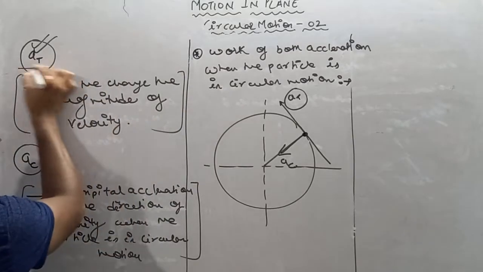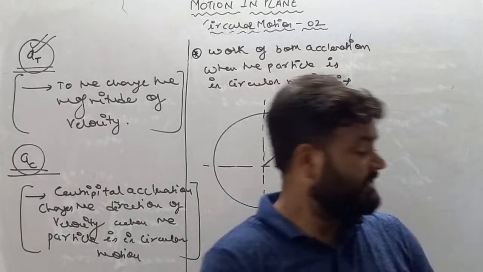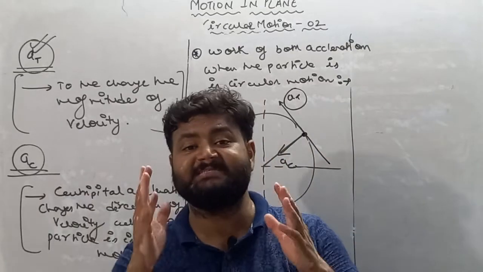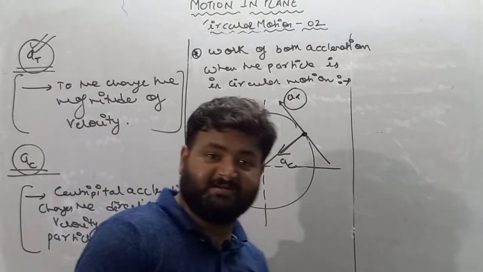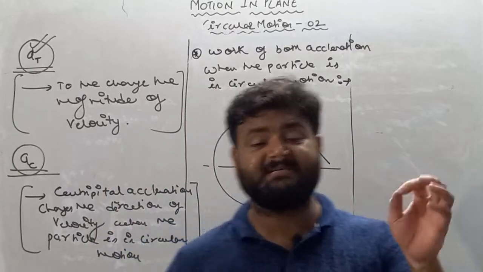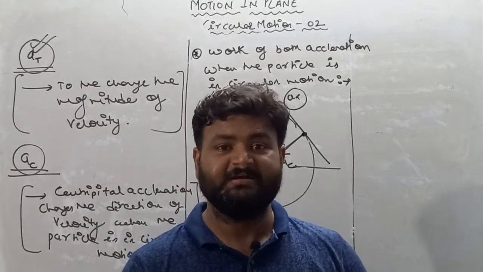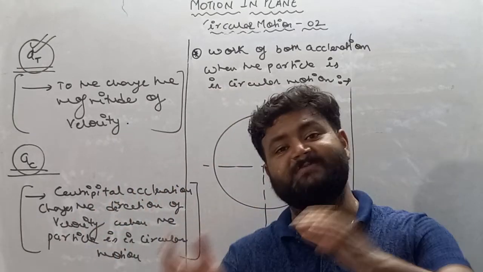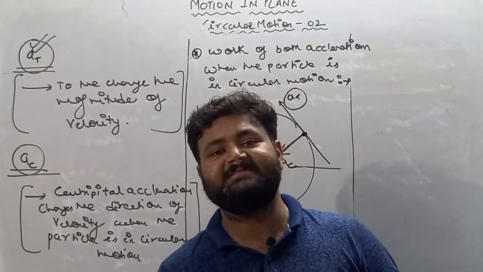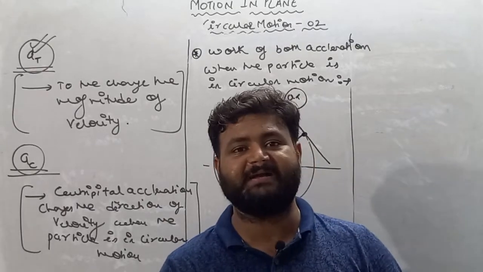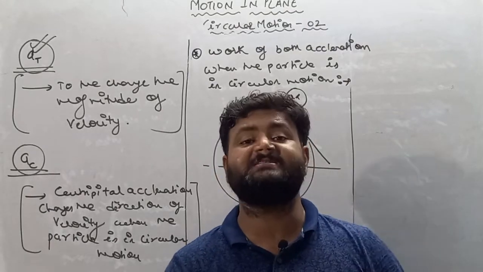So remember the work of tangential acceleration and centripetal acceleration, my dear student. The centripetal acceleration does not change the magnitude of velocity, first thing, because we know that acceleration is change in velocity with respect to time, and velocity is a vector quantity. So velocity depends on magnitude as well as direction. If the magnitude of velocity is changing, acceleration is achieved by the particle. If only the direction of velocity is changing, then also acceleration is achieved by the particle.